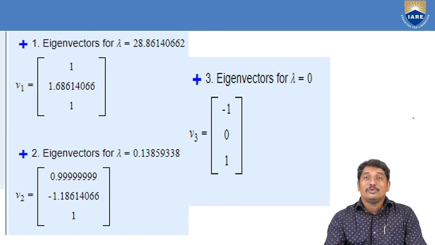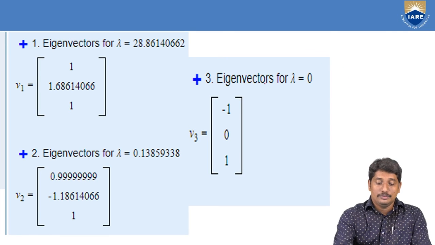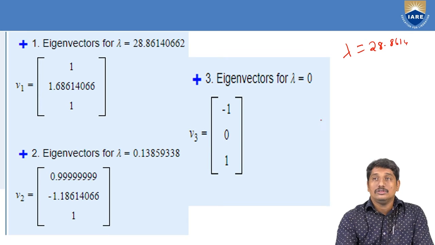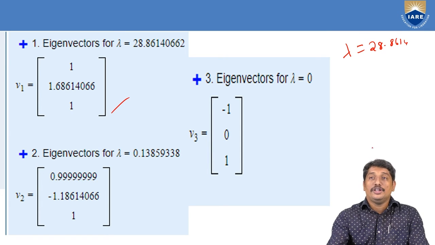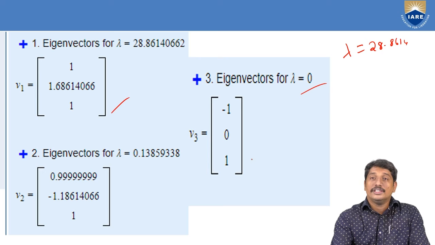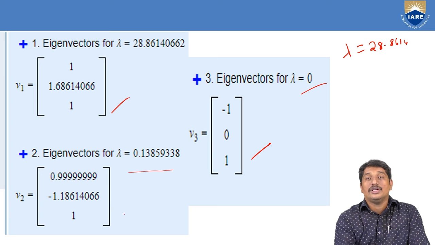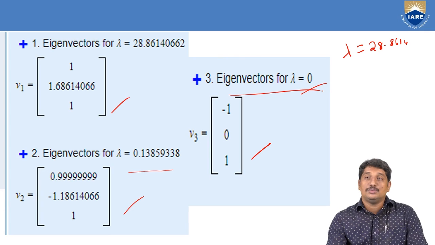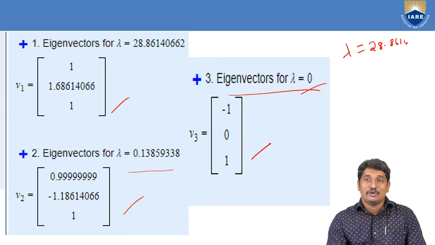Okay, now proceeding further, just like I have explained in the last problem, corresponding to the eigenvalue lambda is equal to 28.8614, we get the eigenvector v1 like this. Corresponding to the eigenvalue lambda is equal to 0, we get the eigenvector like this. And corresponding to lambda is equal to 0.1385, we get the eigenvector like this. I'll explain how to calculate the eigenvector with respect to lambda is equal to 0. With that, you can understand how to calculate the remaining two eigenvectors.